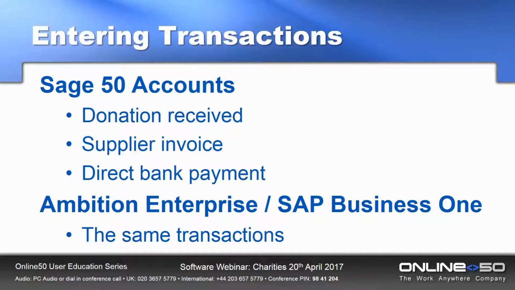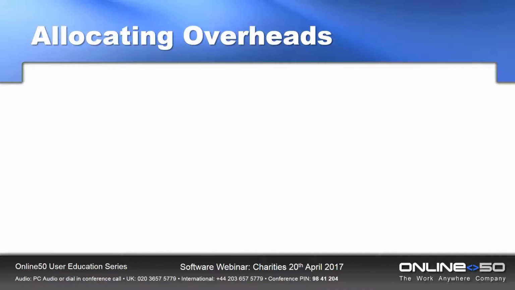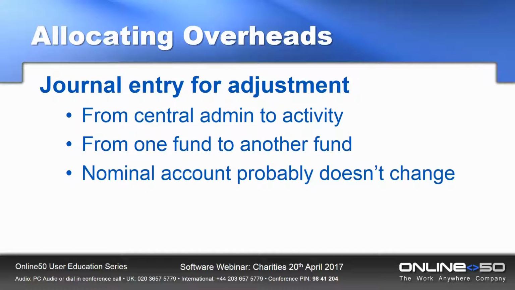Okay, we're thinking about allocating overheads. So clearly the charity has overheads, and normally you'd have an activity for your central administration function, central admin costs, and of course to allocate overheads you need to do that as you would normally by use of a journal, and the journal needs to transfer from one activity, the central admin activity, to the activity that it's being allocated to. It may well need to change the fund.